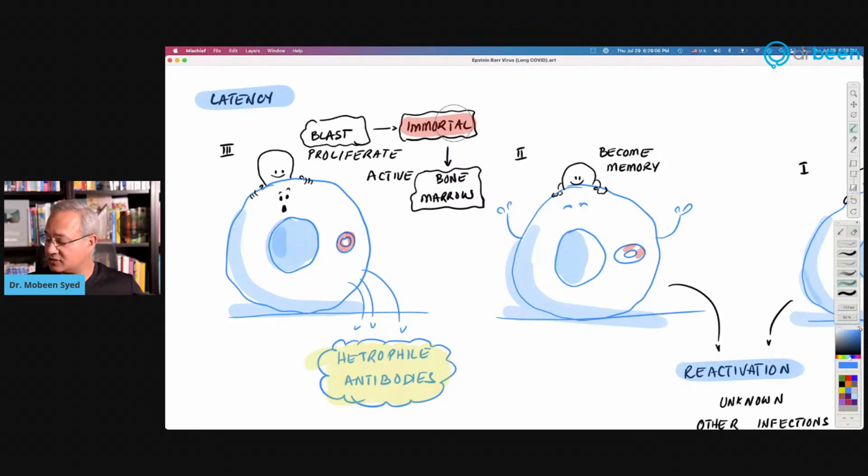Plus, this virus tells the B cell not to undergo apoptosis. Our cells have a behavior that if they find a problem inside of them, and they think that I cannot take care of this problem, I cannot defend against it, then the cell kills itself. That is called apoptosis.